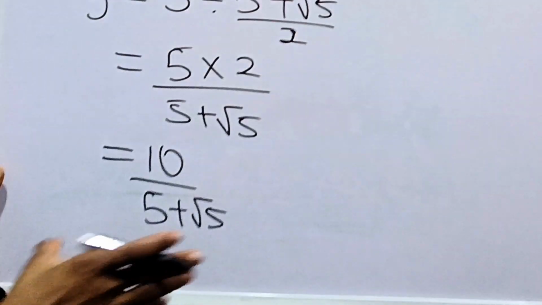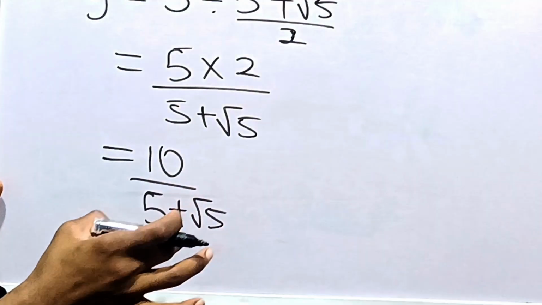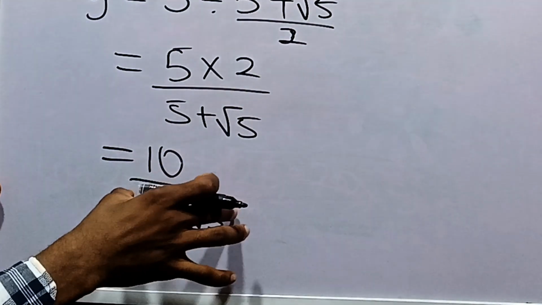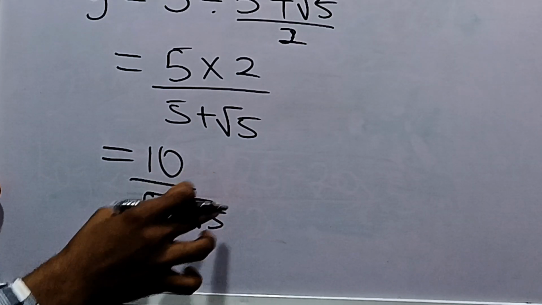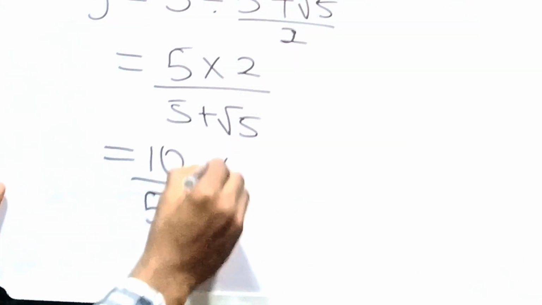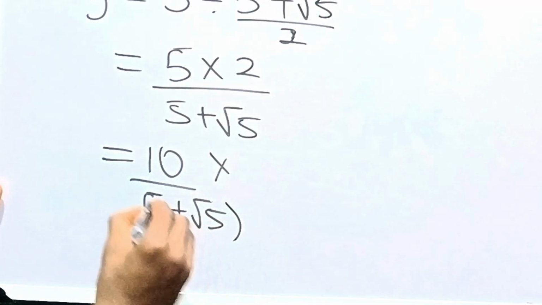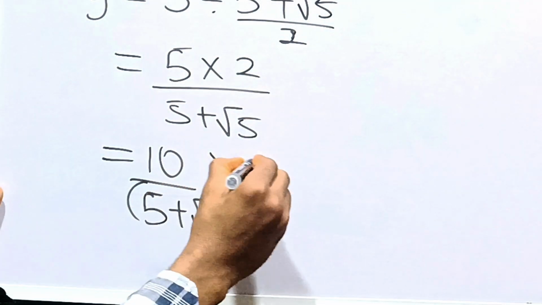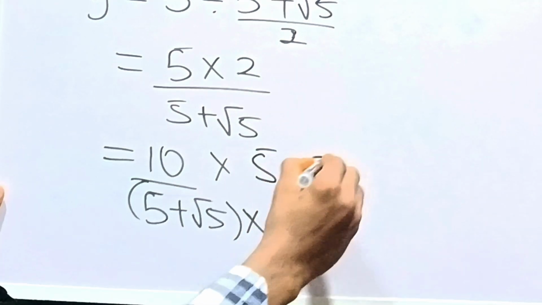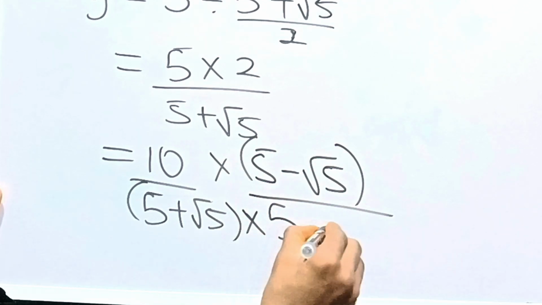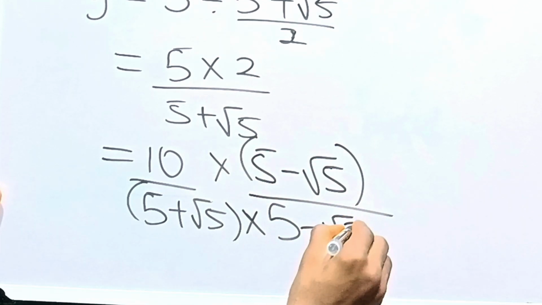Now, if you look at this closely, you have roots in the denominator. Having roots in the denominator means that we should want to make this fraction in such a way that we eliminate the roots in the denominator so that it becomes more rational. In order to do that, multiply both the numerator and the denominator by the conjugate of the denominator. So the conjugate of the denominator is 5 minus root of 5. We'll go ahead and multiply this and this by 5 minus root of 5.